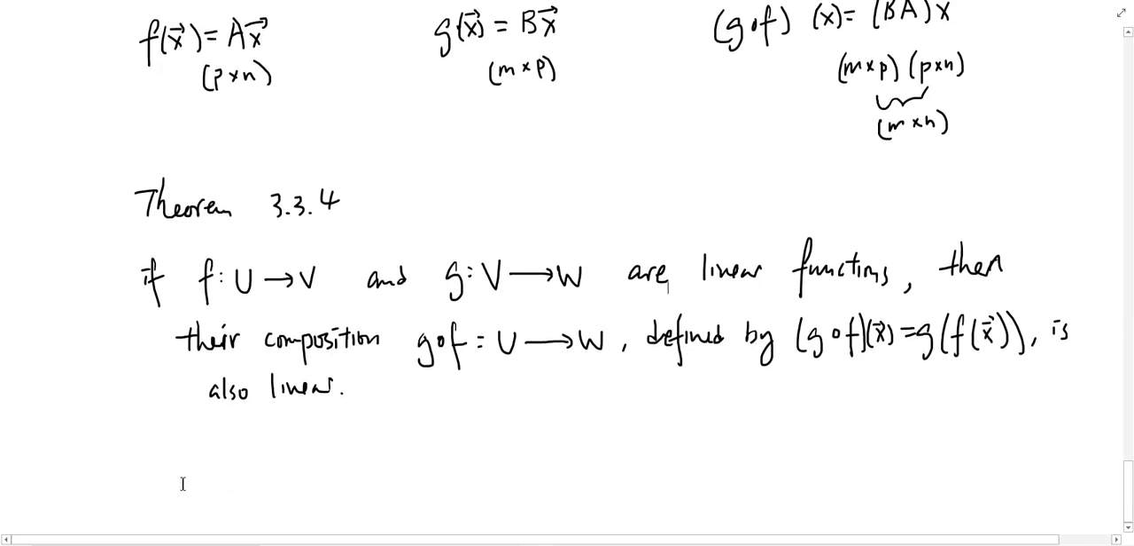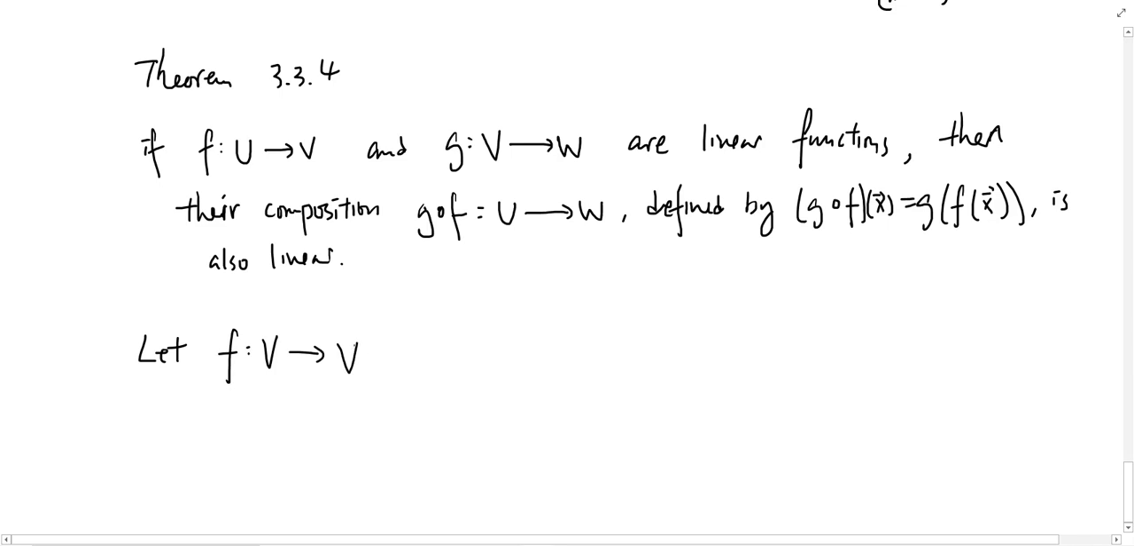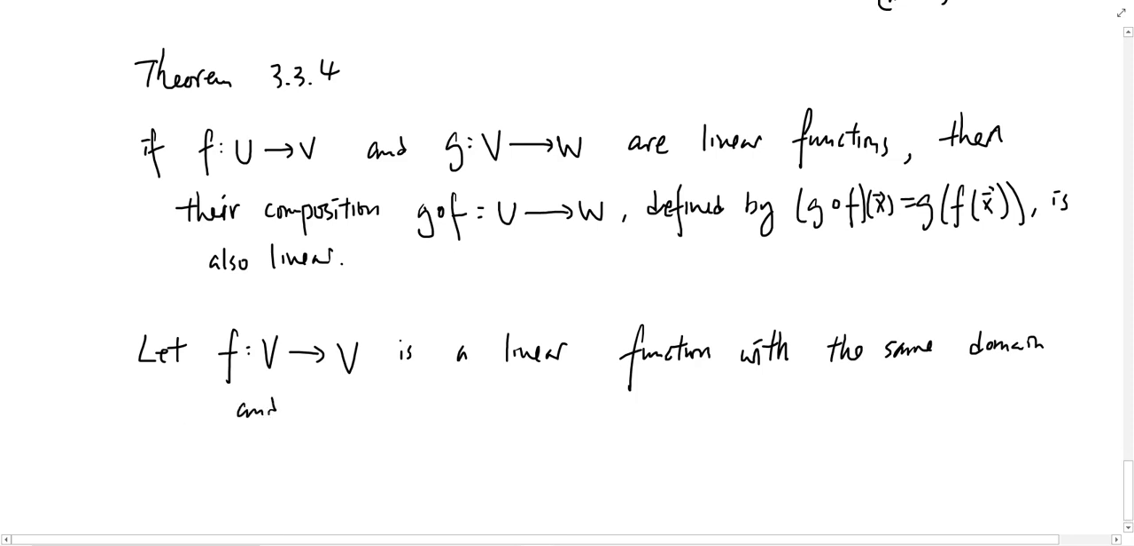Now, what's the interesting thing about it? Well, the interesting thing is the following. Imagine I take a function, let's say we define f to be a function defined from V to V. It defines a function that goes from a vector space to the same exact vector space. So f of x is a function that maps from V to V. Let's say f is a linear function with the same domain and range. In a sense, I want this function to have closure. Then what that means is that I can now define f composition f.